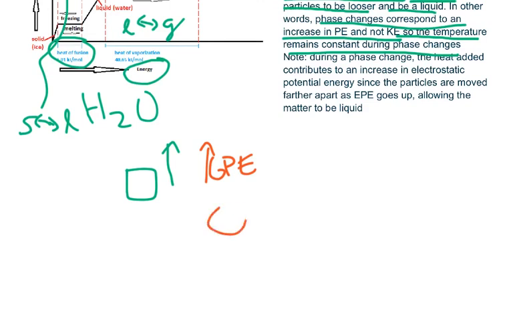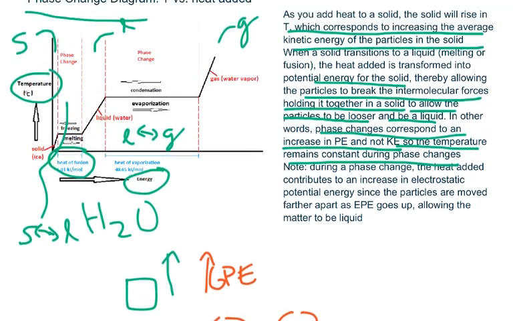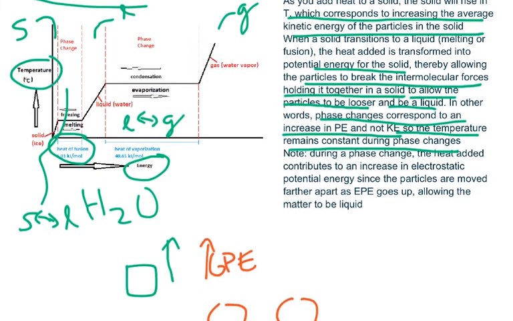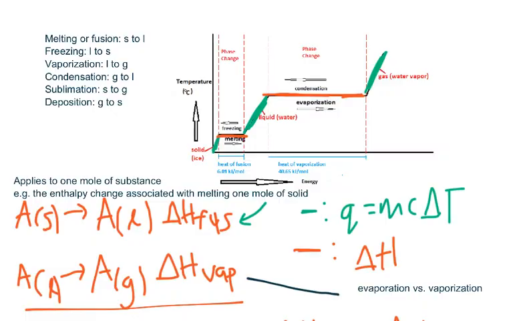In the same way, two atoms are attracted to each other, and when you force them apart, you are increasing the electric potential energy, which is why it is necessary to increase the potential energy of atoms when they transition from one state to another. So now we know how the science works behind phase changes. Now let's take a look at another topic that is very related.